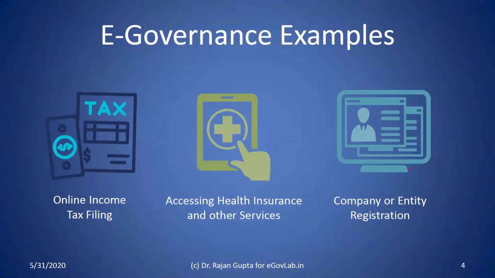Now, some prominent examples with respect to e-governance: you must all be filing income tax online. When you are filing income tax with the government institution, or any organization that is designed to take taxes, then filing it online is an e-governance process. Similarly, you must be accessing health insurance and other health-related services from the government.